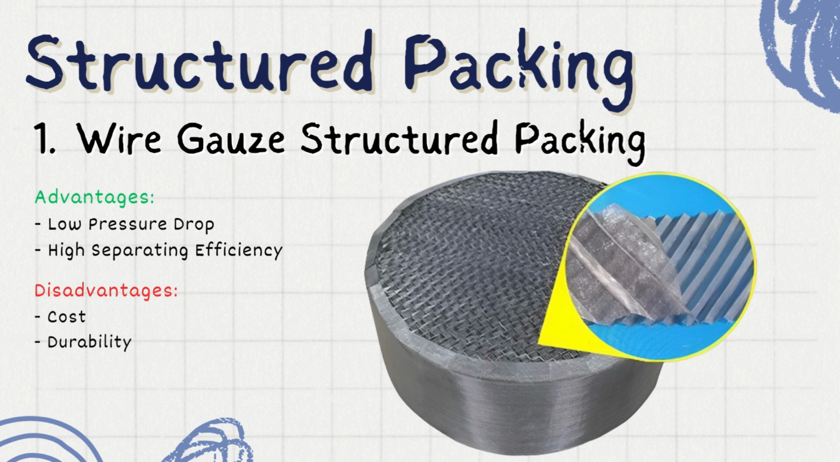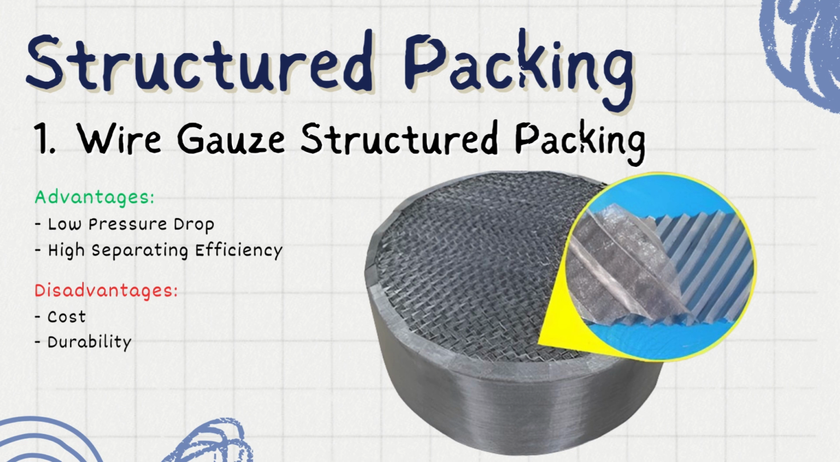Now we are proceeding towards its advantages. The first advantage is the low pressure drop, which reduces the energy cost and improves our operational efficiency. The second advantage is that they are suitable for high purity separation, due to which they have high separation efficiencies. So guys, these were the two advantages of wire gauze structured packing.